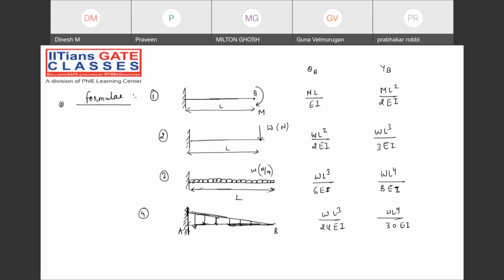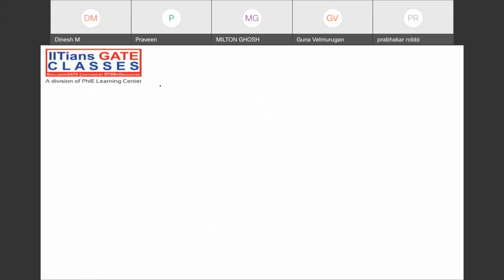Note on the 5th formula. A simply supported beam subjected to the moment, suppose like this. Then what will be the maximum slope value and maximum deflection value? Maximum slope and maximum deflection formula will be ML divided by 2EI, and deflection will be ML square divided by what? 8EI.